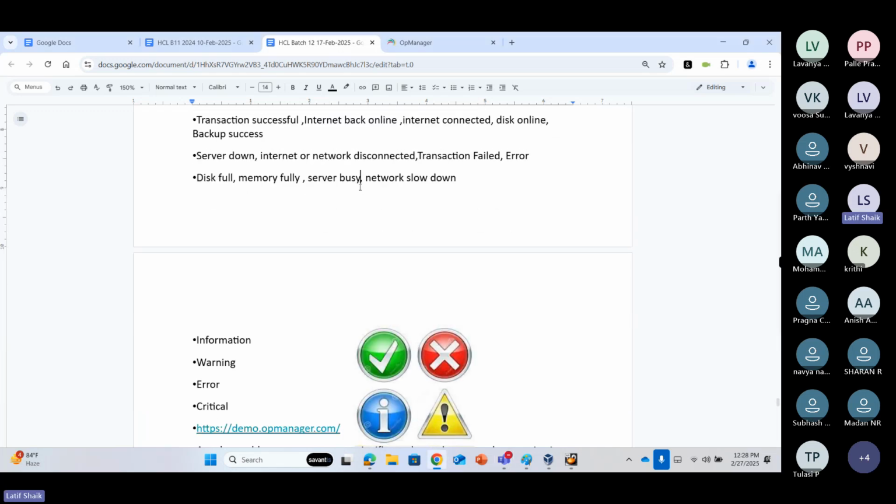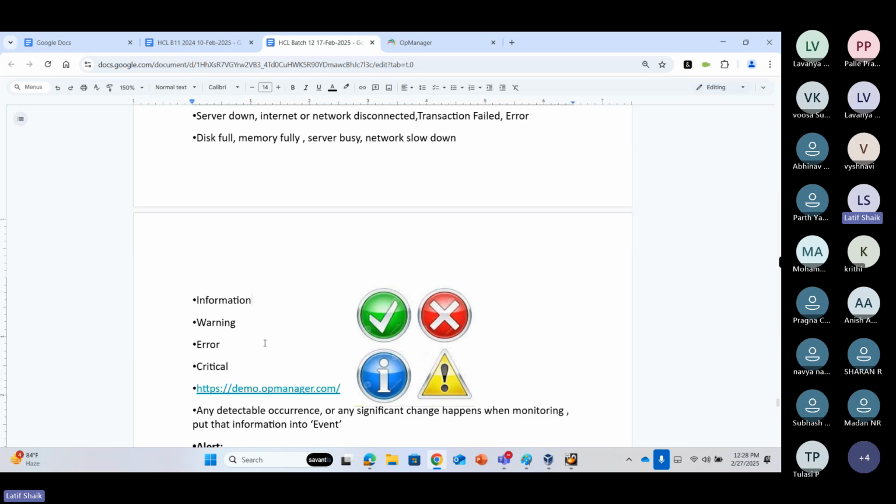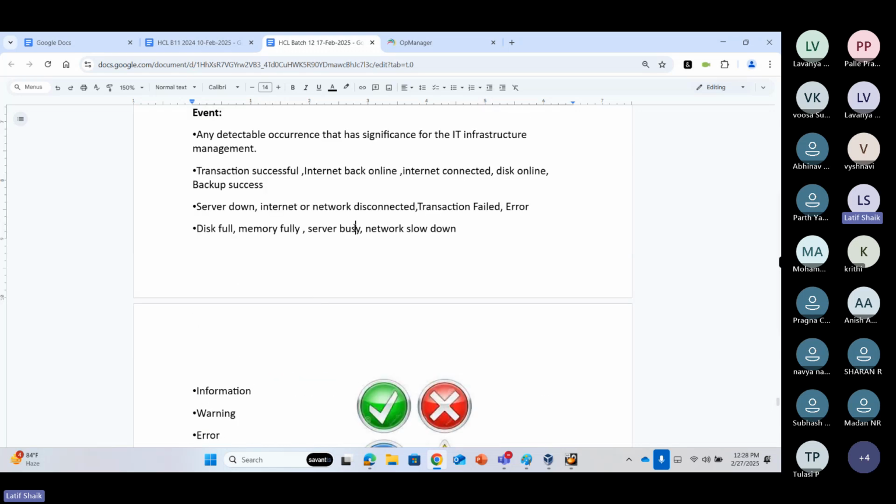So server is busy, network is slow. These things are warnings only. It means there is really no issue yet, but it is going to become an issue. Next time it can definitely be an issue. 99% of the firewall is utilized, 99% load. It means if one more percent is added, the firewall stops working. No one will be able to transfer data, no connectivity from inside to outside. So all of this comes under warnings.